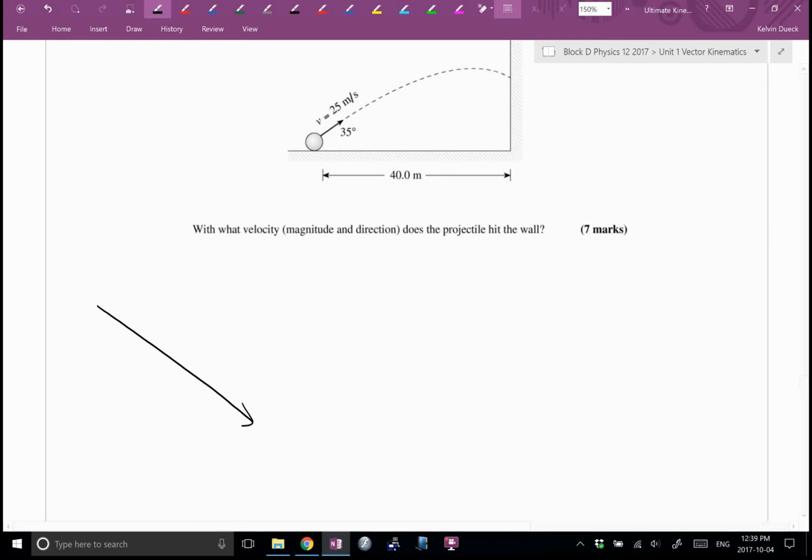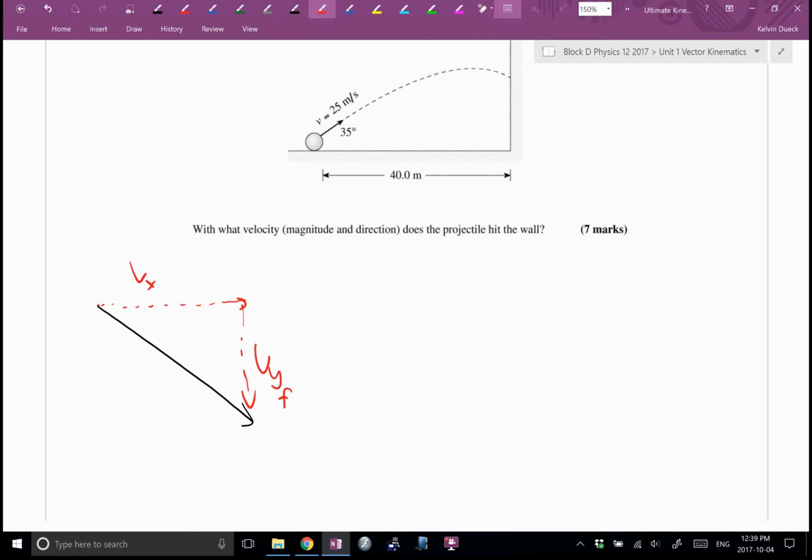Ready for the key words, Eric? At an angle. Okay. Vy final, not Vy initial, because it's Vy whatever it's hitting the wall at. I don't know any of these, at least not yet.